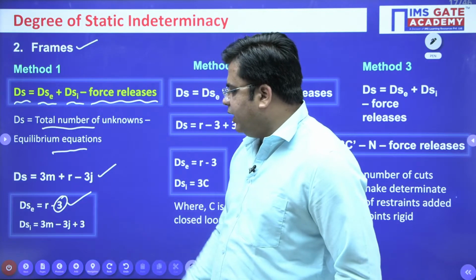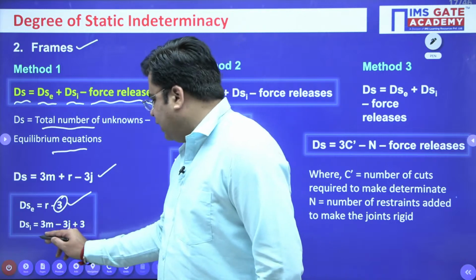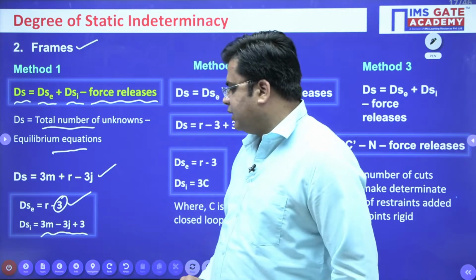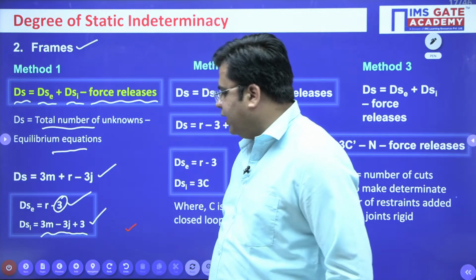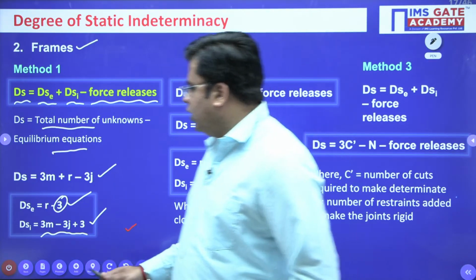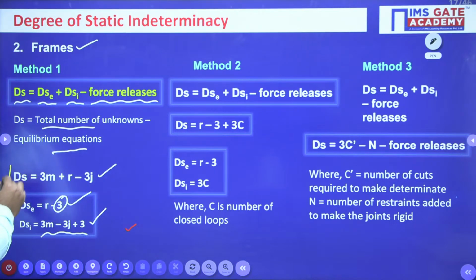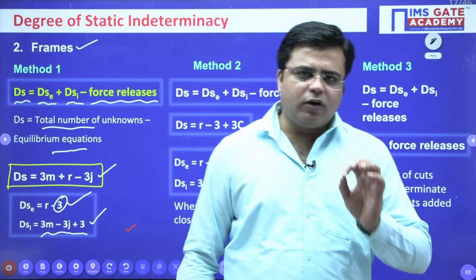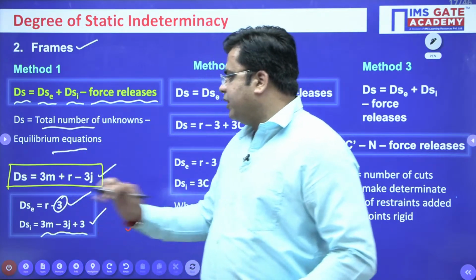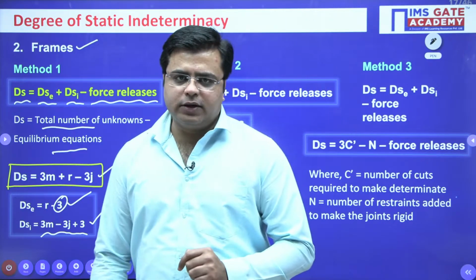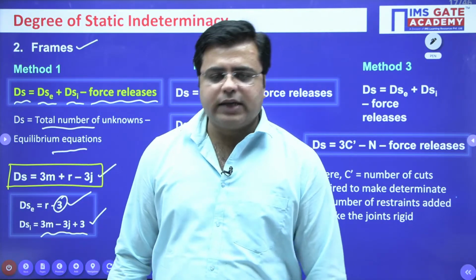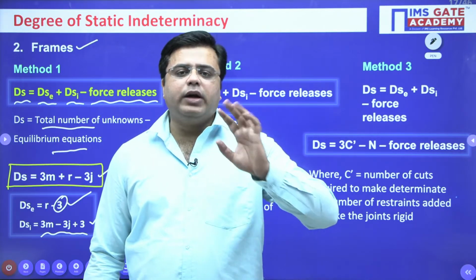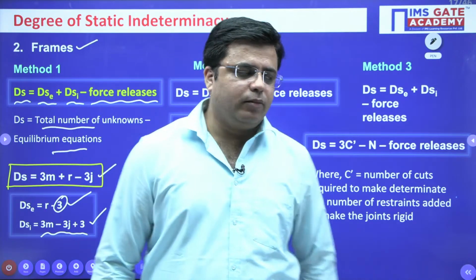Next is your degree of internal indeterminacy, which is equal to 3m minus 3j plus 3. So this is your degree of internal indeterminacy, right? When you add these two, you will get the total degree of static indeterminacy DS for a rigid jointed plane frame. It is equal to DS is equal to 3m plus r minus 3j. Now this is totally the formula based thing, right? If you go by this method, I have 2 quick methods in order to get the degree of static indeterminacy for a rigid jointed plane frame. Okay.